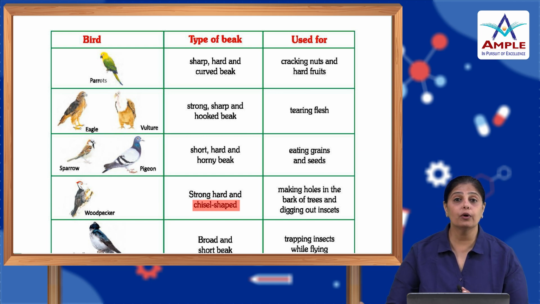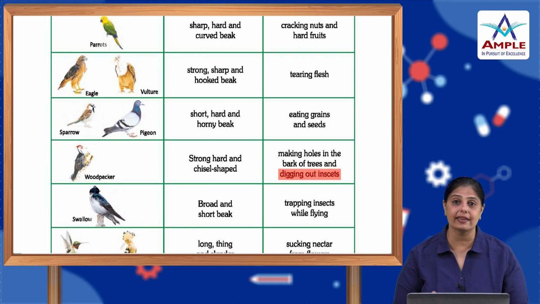Woodpecker, it has strong, hard and chisel shaped beak. Now what does it help them to do? It helps it to make holes in the bark of trees and digging out insects. So, the woodpecker is always constantly hitting or pecking the tree with its beak, and is trying to make a hole for himself, which is to stay inside and also to dig out the insects.